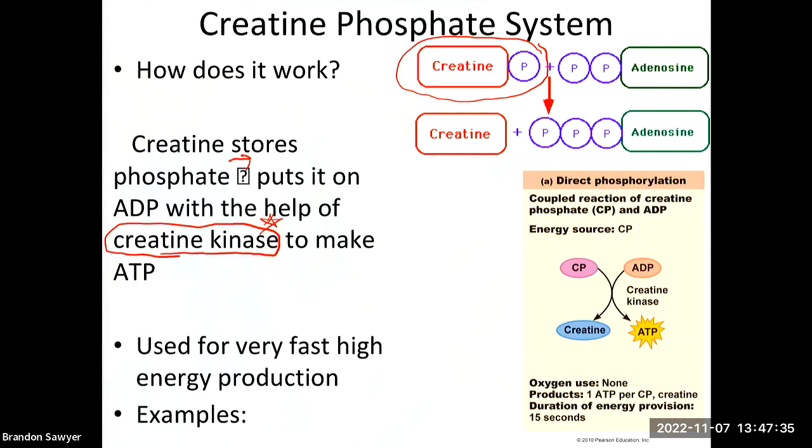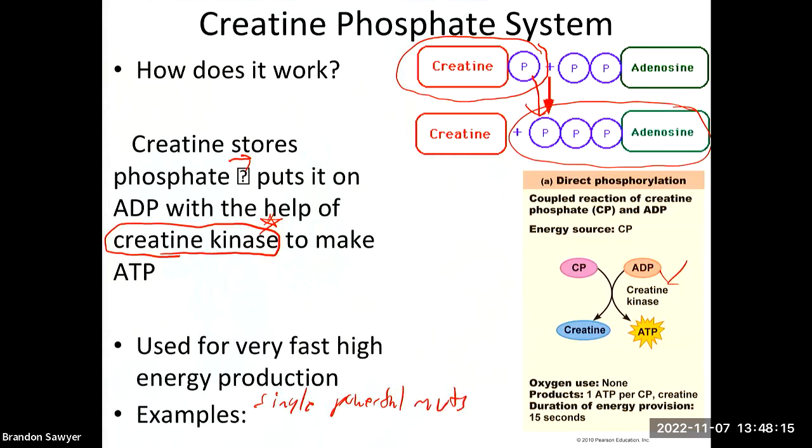helps take that phosphate off of the creatine and puts it onto ADP, right? Which just means there are two phosphates there instead of three. Diphosphate versus triphosphate. And then it makes our ATP for us. So it's just a single step, using that creatine kinase enzyme, taking that phosphate stored on creatine and putting it onto ADP. Now we've got ATP. So super quick, very fast, high energy production. This is used primarily with single powerful movements.